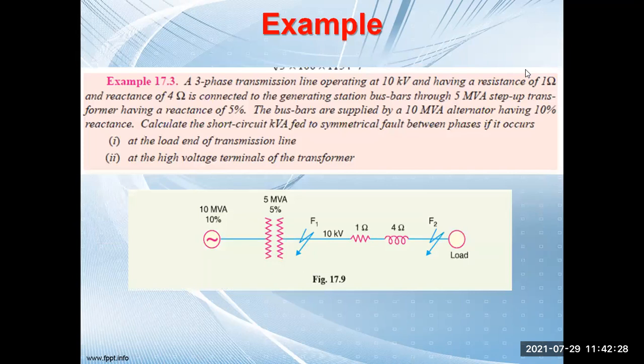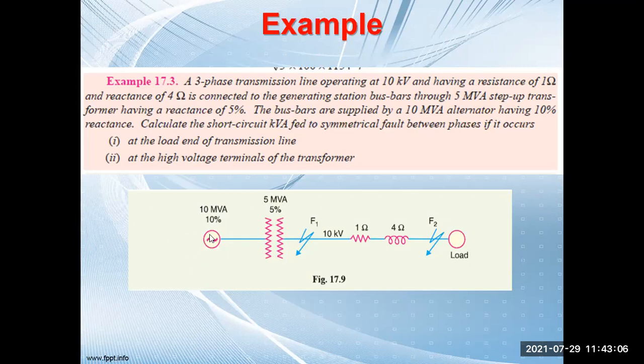Next numerical problem. A three-phase transmission line operating at 10 kV and having a resistance of 1 ohm and reactance of 4 ohm is connected to the generating station busbar through a 5 MVA step-up transformer having a reactance of 5%. The busbars are supplied by a 10 MVA alternator having 10% reactance. Calculate the short circuit kVA fed to the symmetrical fault between the phases if it occurs, number one, at the load end of the transmission line, and second, at the high voltage terminals of the transformer. So there are two locations of the fault.